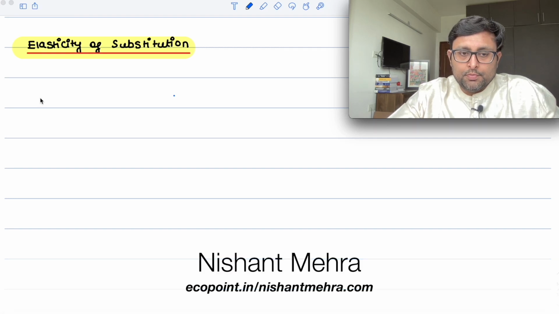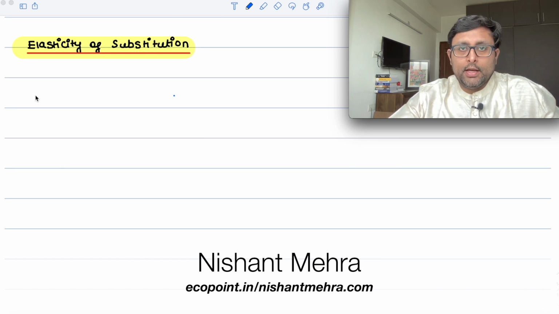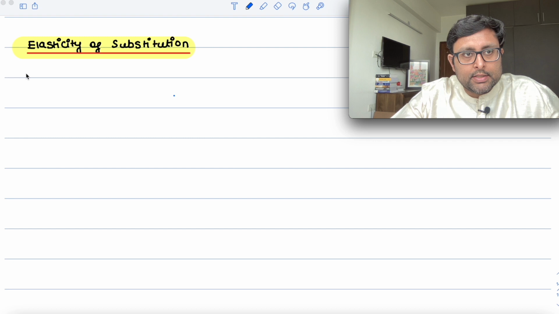Elasticity of substitution. In a sense, it means how easy it is to substitute one input for another, right? So, along an isoquant, how easy it is to substitute one input for another. There are many things related to it. So, let me just start writing it out. You will understand.